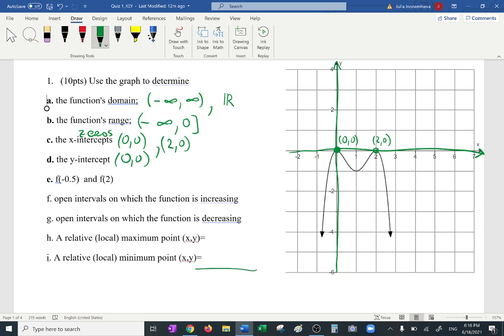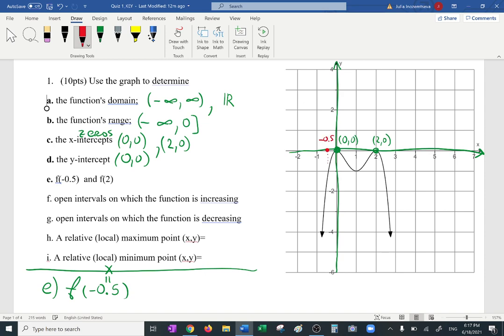Now, let me continue here. For E, we have two questions. What is f at minus 0.5? Minus 0.5 is my x-axis number, so that's my input. Let me find it on the x-axis. Minus 0.5, it's over here.